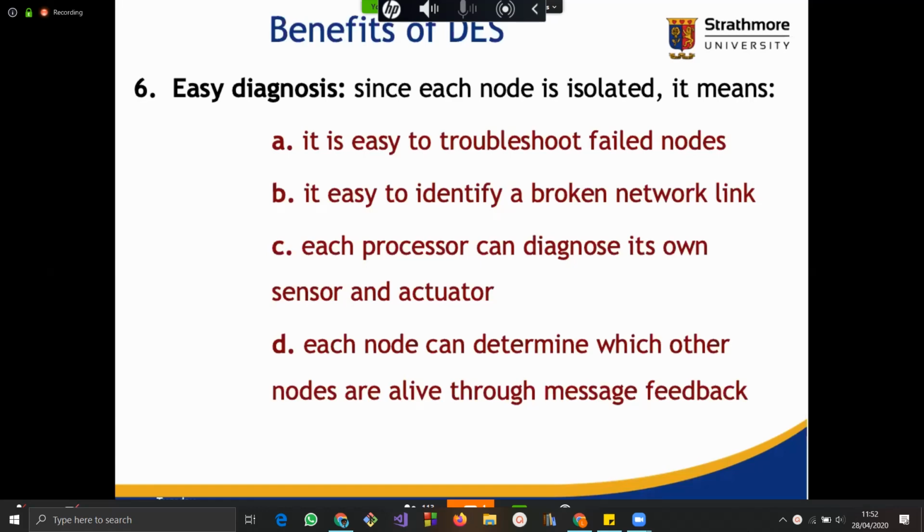And then, this one: each node, not processor, can diagnose its own sensor and actuator. I think for all the networks this is possible, because a sensor and actuator is connected to one control unit. And then the last one, each node can determine which other node is alive through message feedback. This is what will allow you to detect a broken bus, the point where it breaks.